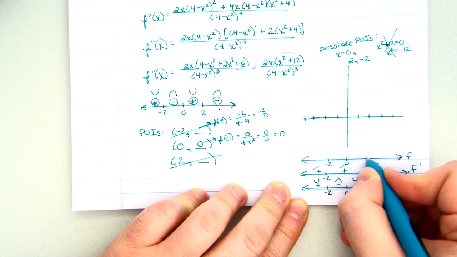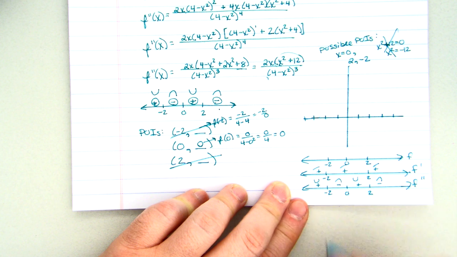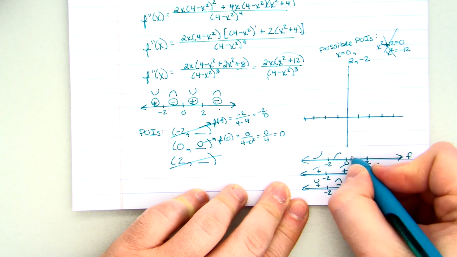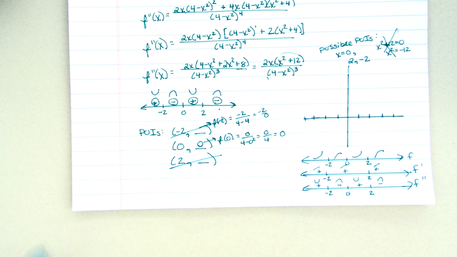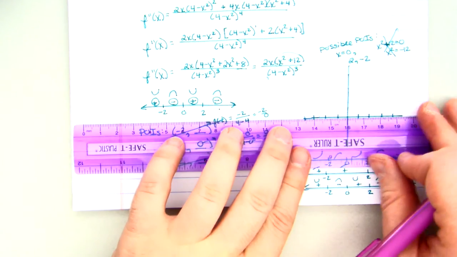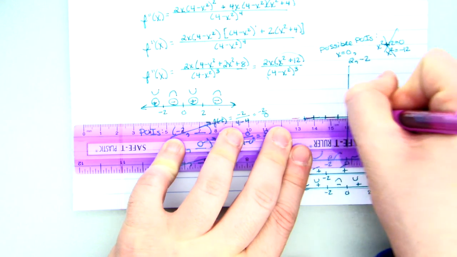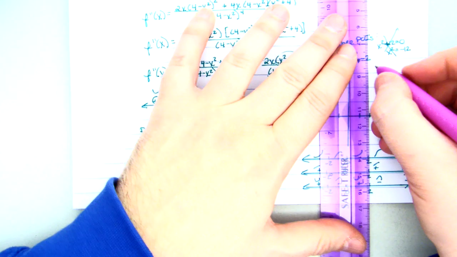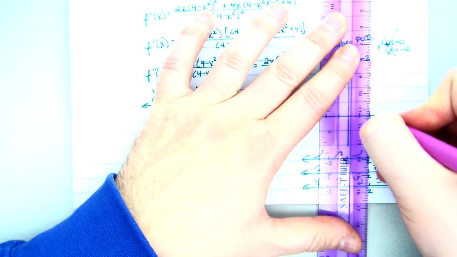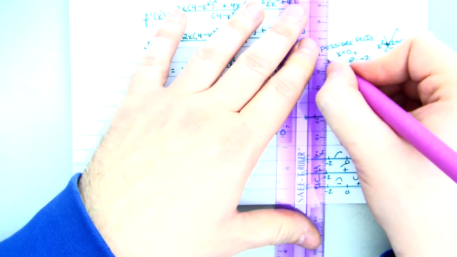You put everything together. F number line should look like this. Then one of these. Then one of these. Then one of these. We need the asymptotes. I've got a horizontal asymptote on the x-axis. I've got a vertical asymptote at x equals 2, and another one at x equals negative 2.